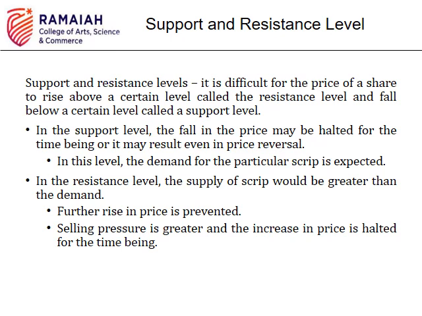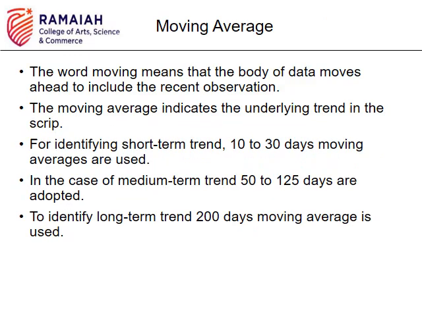At the resistance level, the supply of the script would be greater than demand, because when it reaches 500 rupees, everybody wants to sell that share because they know that the price will come down. Further rise in price is prevented. All right. Selling pressure is greater and the increase in price is halted for the time being, right? This we have understood.